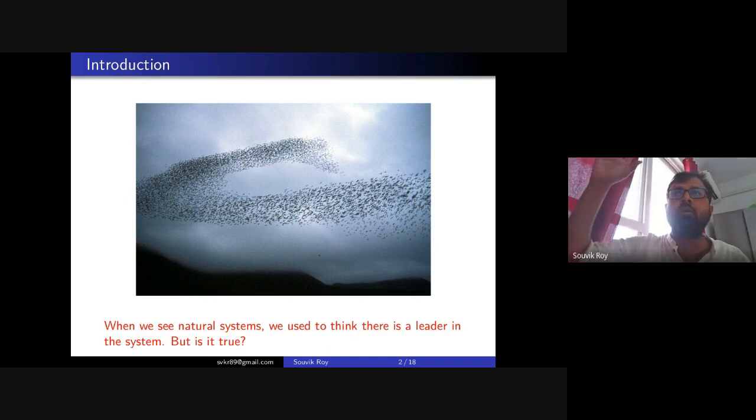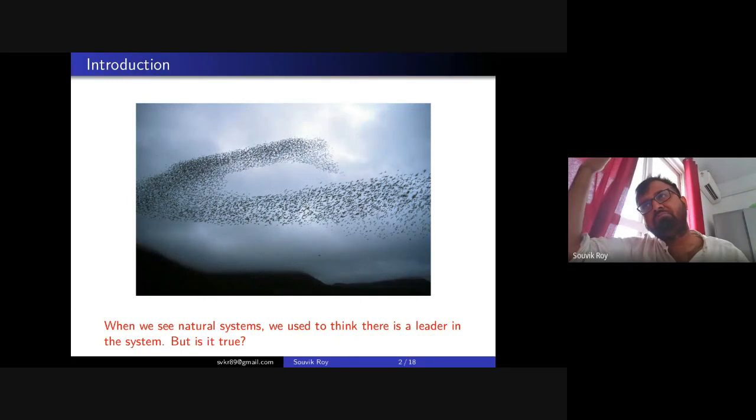If you think about the history of mankind, and also computer science, a popular example is a flock of birds. We try to think that there should be some leader in the front, and the leader will lead the flock of birds.